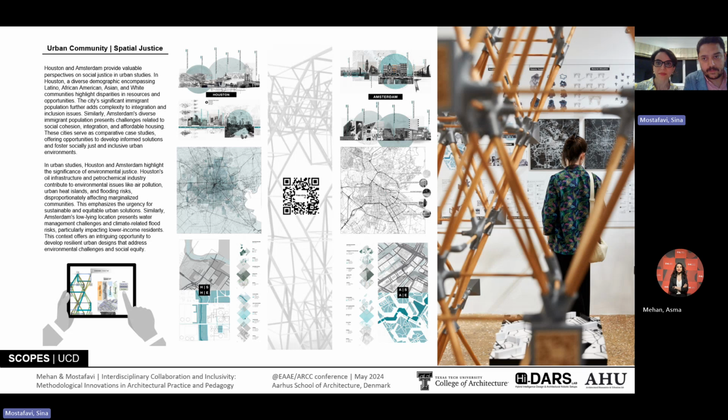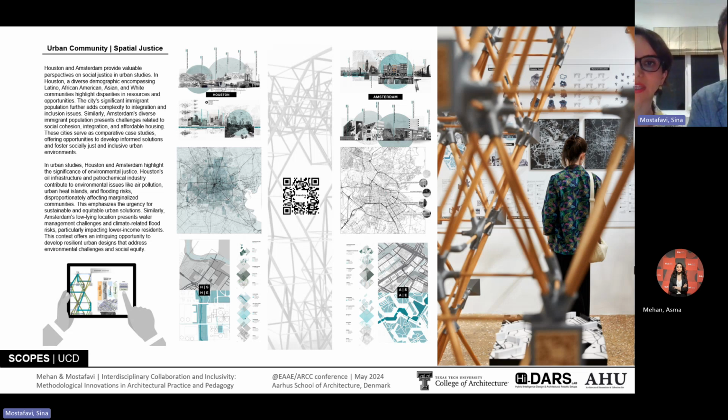Moving forward, in this segment of our research, we focus on the urban communities of both cities, Houston and Amsterdam. As you can see in the poster here, the main idea is to showcase the inequalities and injustices in resource allocation and opportunity in these two metropolises through a comparative perspective. Our analysis moves through the lens of environmental and social justice, examining the interplay between urban planning, ecology and sustainability, and most importantly, societal equity.